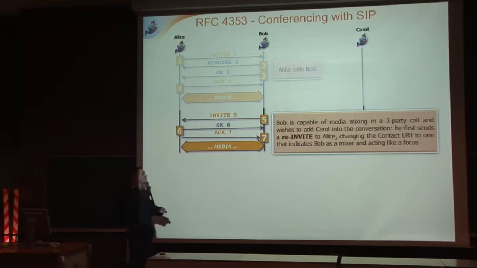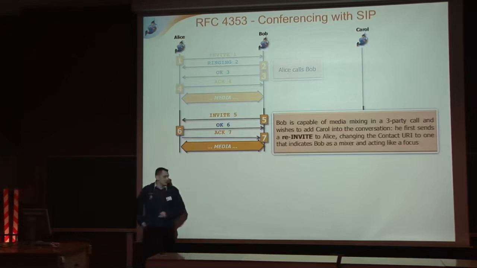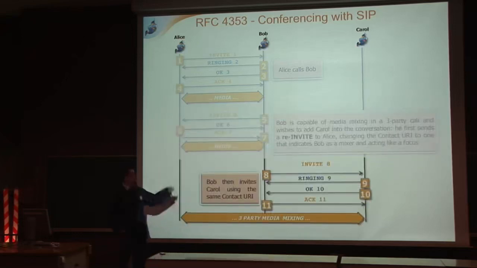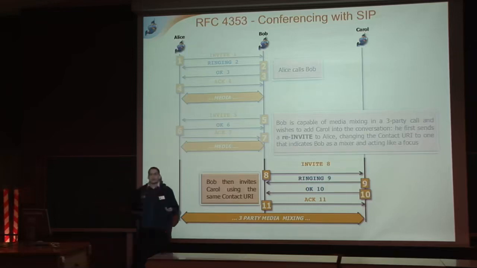And the second thing that Bob would do is start a simple call, just like the one he's having with Alice, with Carol. Again, he's going to indicate that this is going to be a conference call, another one-to-one communication. And after that, they're all going to communicate.